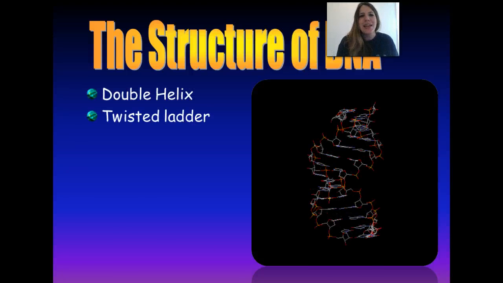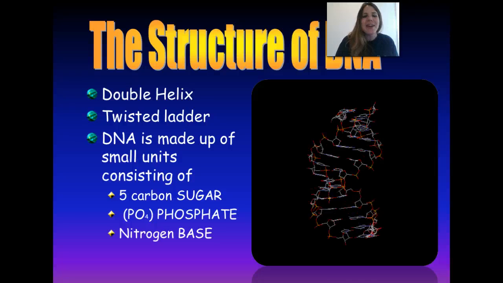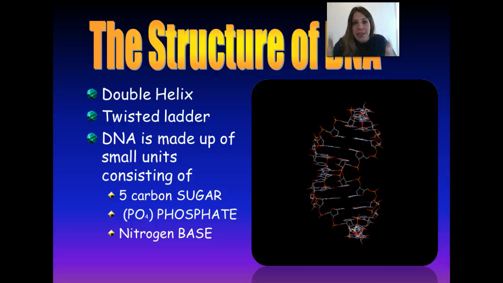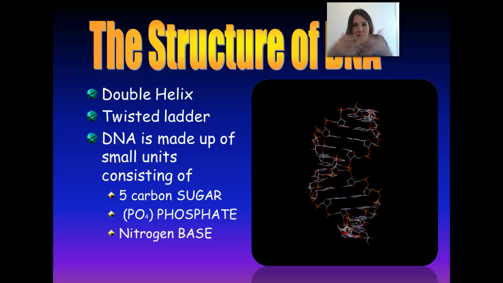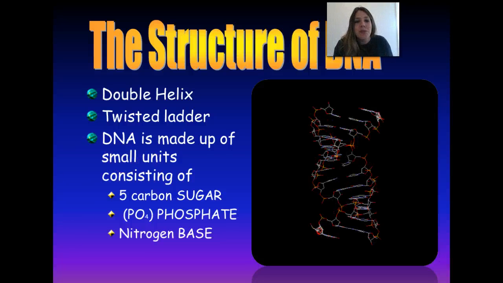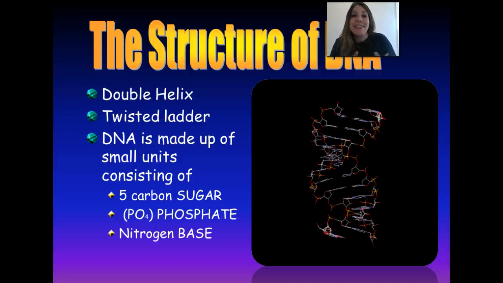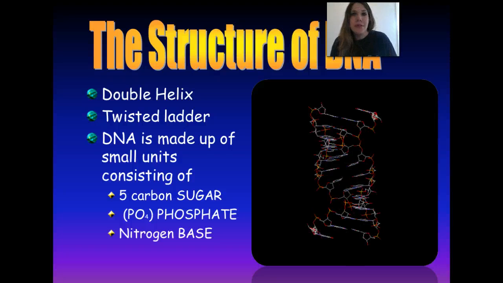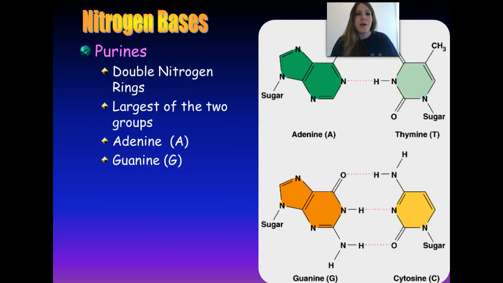Again, it's a double helix, a twisted ladder made up of units. So again, the sides of the ladder are alternating phosphate molecules and deoxyribose sugars. The rungs of the ladder are made up of nitrogenous bases, and these nitrogenous bases we can call A, T, C, G. A stands for adenine, T for thymine, C for cytosine, and G for guanine. And we're going to take a better look at those right here.